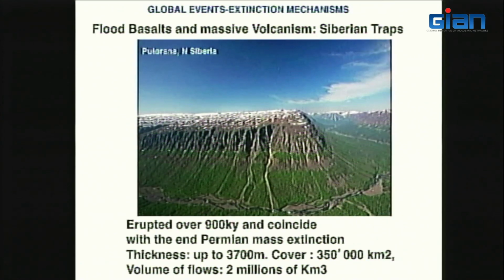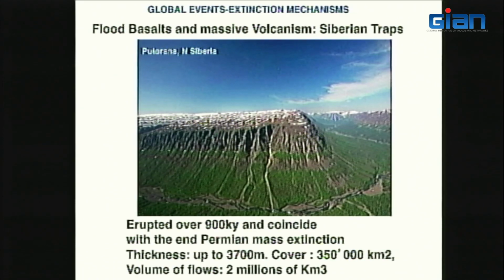Okay, so now we have to look for the killer, if you want, the main trigger. And here I will present you the main killer during these times. This is a flood basalt, a massive volcanism. These are the Siberian Traps. The Siberian Traps are really huge in terms of surface area, probably equal to the Deccan in terms of volume, a little bit less, I guess.